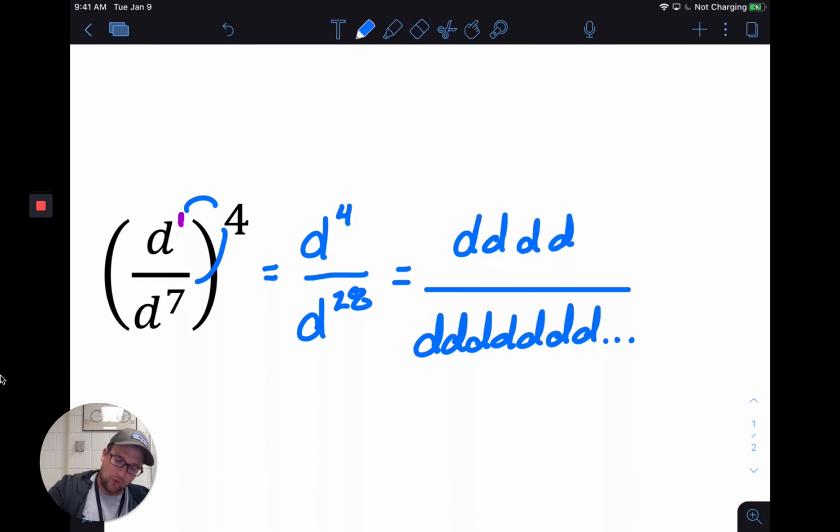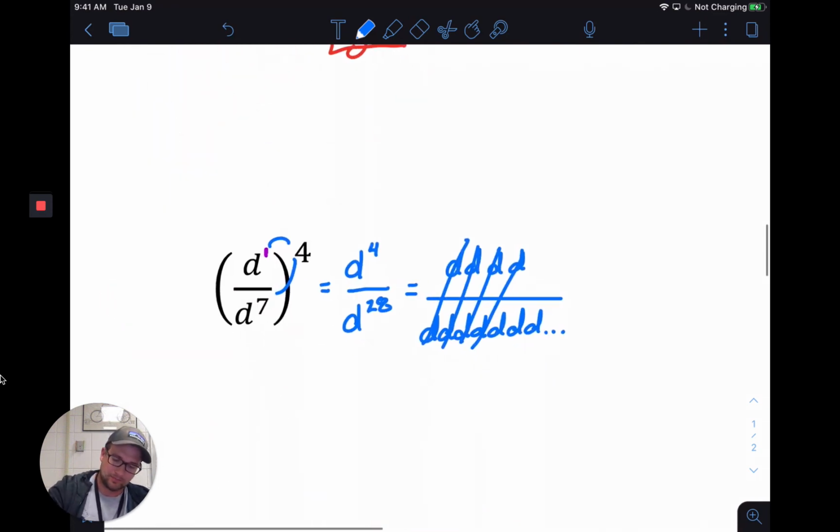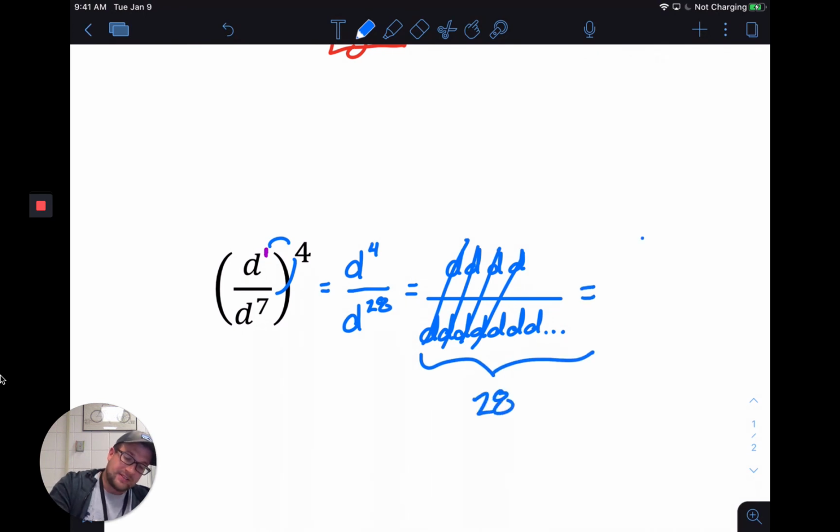We know that 4 d's are going to cancel out. And there's going to be no d's left on top. Right? There are 28 down here, total. Since there's no number left up top, everything got canceled out. We have to hold that fraction with that 1.